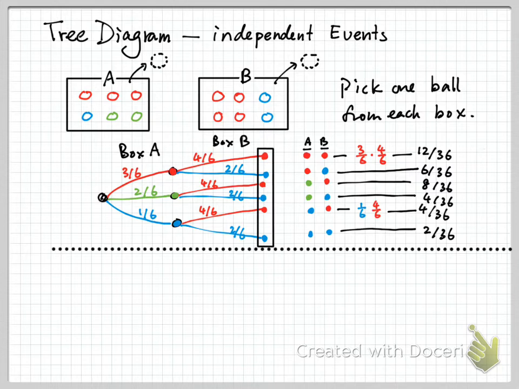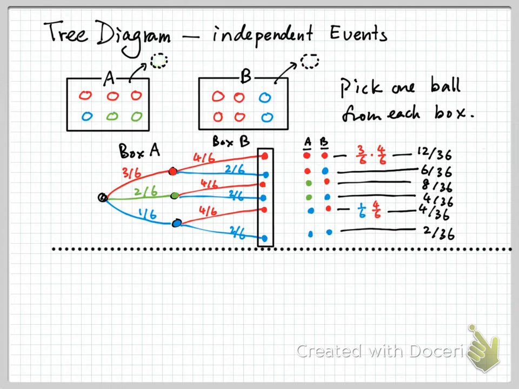So if I want to know how likely it is that we get a green from A and then a blue from B, we can consult the tree diagram and immediately know the answer. The green from A and the blue from B will be 4 out of 36, and that is 1/9. So this is it.